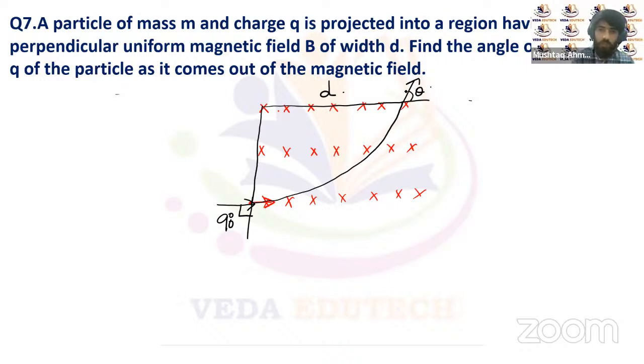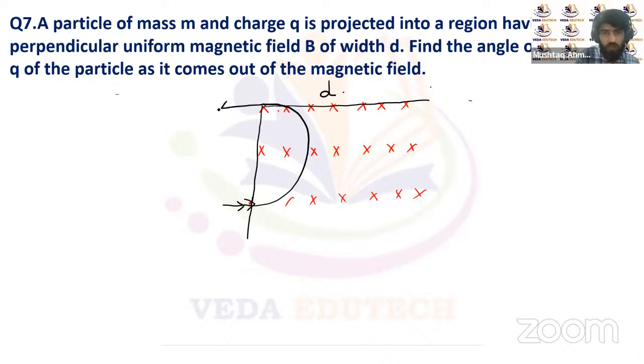So it means that the particle must leave the magnetic field once again at an angle of 90 degrees, right? We can redraw the path of this particle. It's entering at an angle of 90 degrees, so this particle must leave the magnetic field at an angle of 90 degrees like this. So this will be the path of this particle. It enters at 90 degrees and leaves at 90 degrees, right?